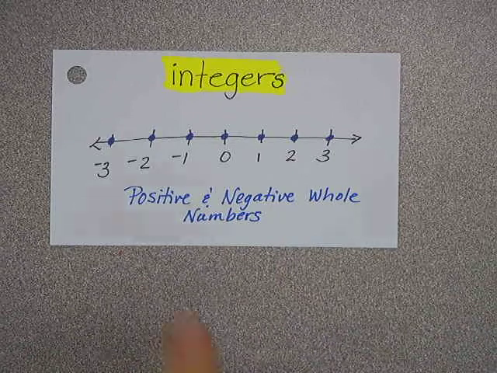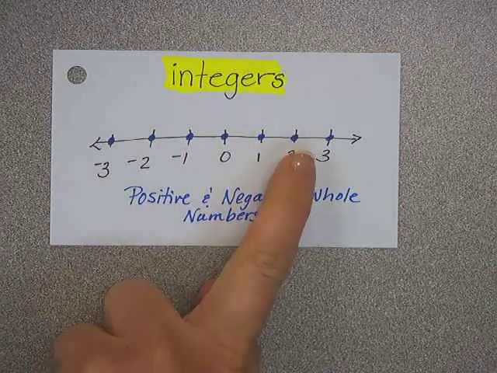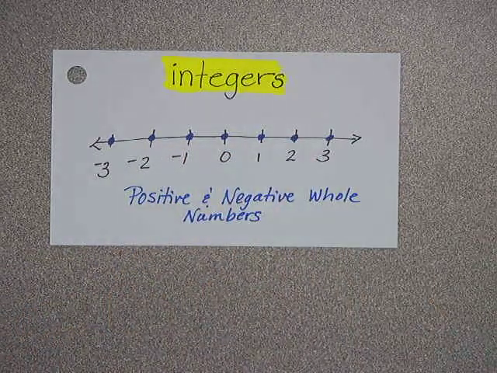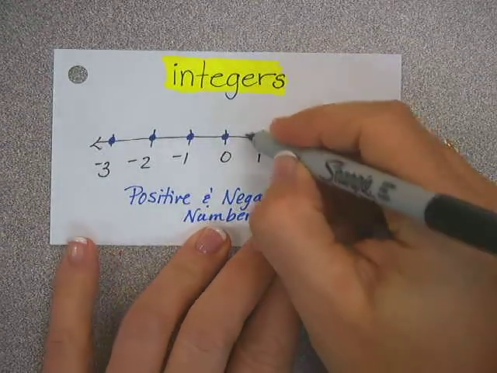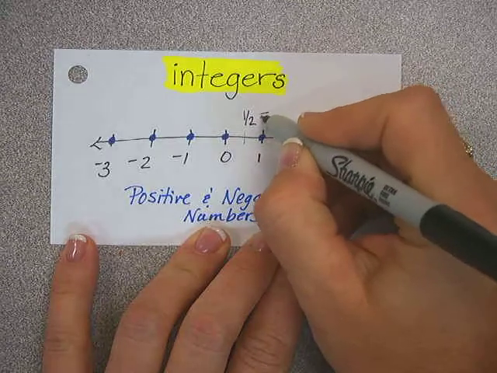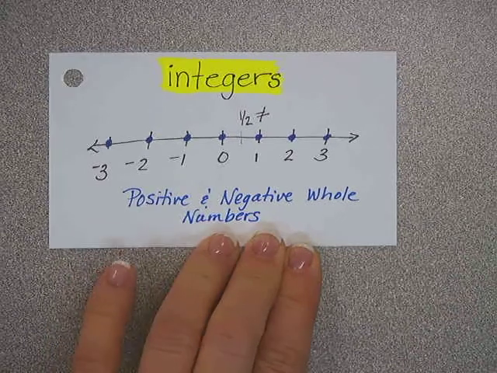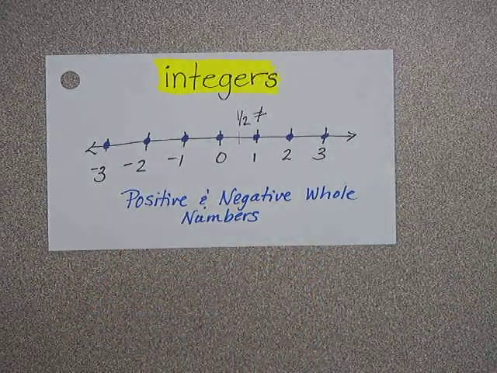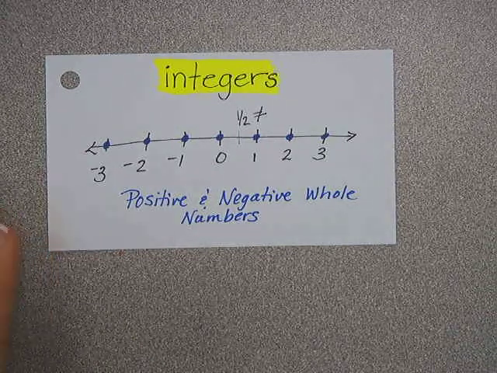So this graph is showing -3, -2, -1, and we're putting solid dots on all the integers. Integers do not include fractions or decimals, like 1/2, right here. 1/2 is not an integer. 0.6 is not an integer, just positive and negative whole numbers. So if you need to pause the video to complete that, please do that.